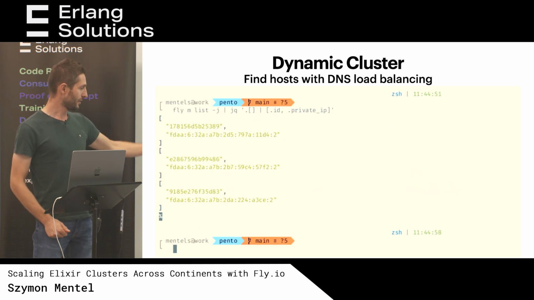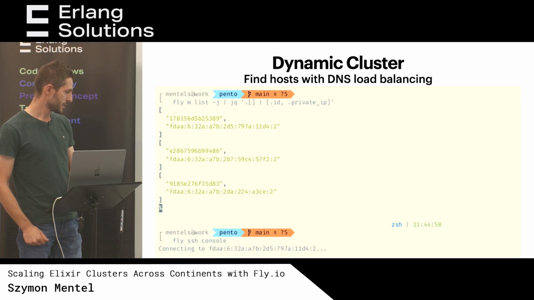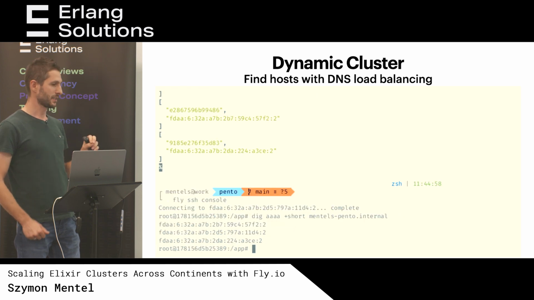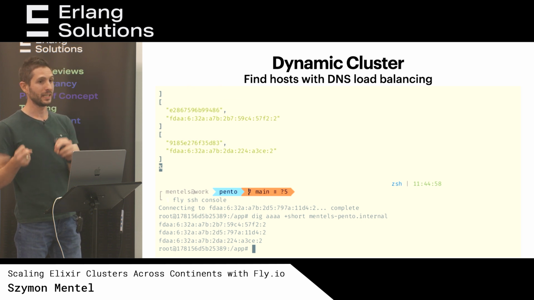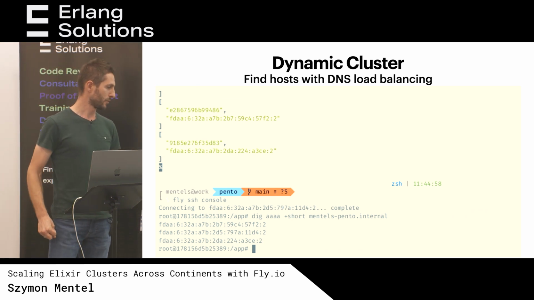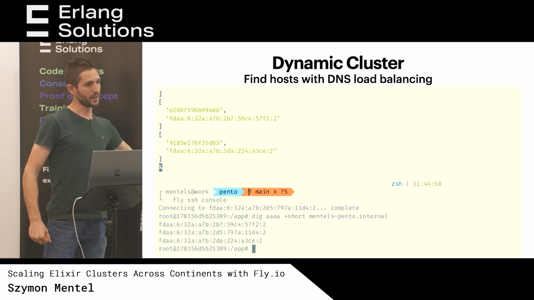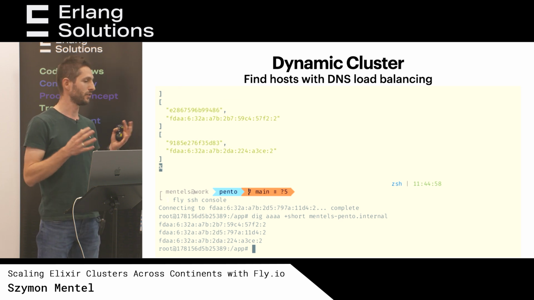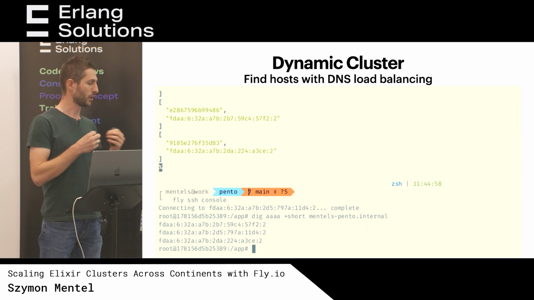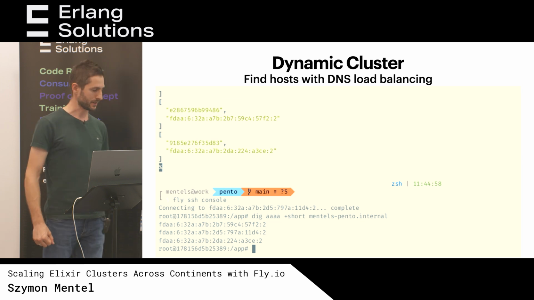So this is a list with machine IDs that are running our Elixir nodes and the IP addresses. When we SSH into one of the machines, we can use a special Fly.io internal DNS domain, mentel.internal, so appname.internal, and when you ask for the AAAA record, you will get all the IP addresses of the machines that are within your app. So basically, when you create a new machine within your Fly app, its IP address is recorded and is present in the DNS record that you can query to get the list of IP addresses.